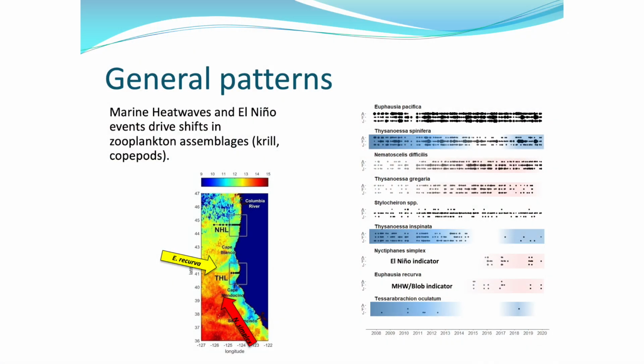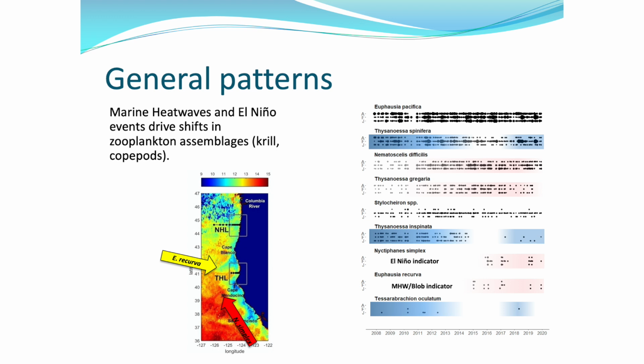So back to the data that we're collecting. Some of the general patterns that we're seeing: the marine heat waves and El Nino, these warming events, drive shifts in the zooplankton. This is the base of the food chain. This is what the salmon are trying to eat. This is what the rockfish are trying to eat. This is what the seabirds are trying to eat. I'm not going to go into a whole lot of detail, but this shows the distribution of a whole slew of different krill species.